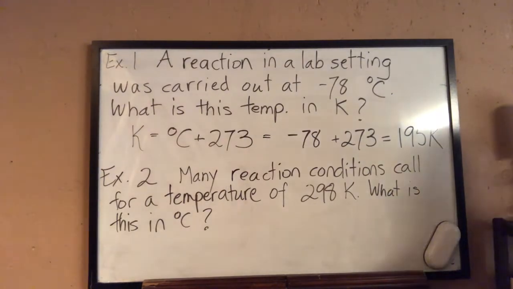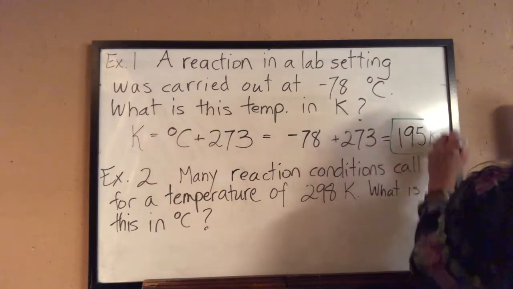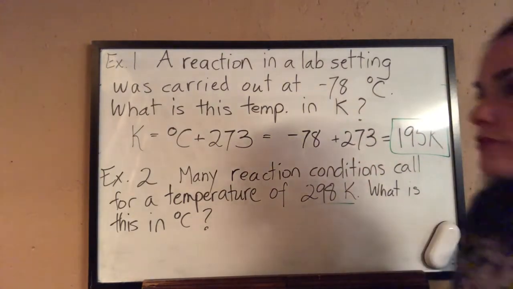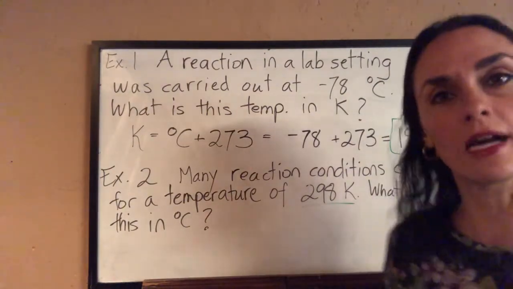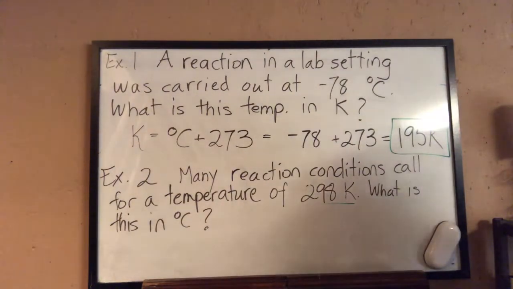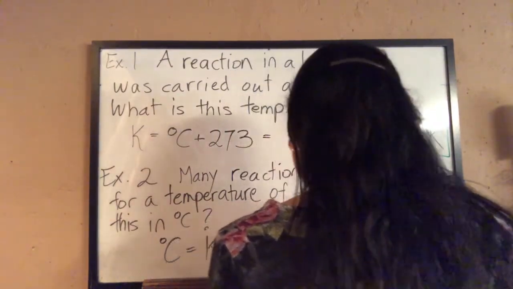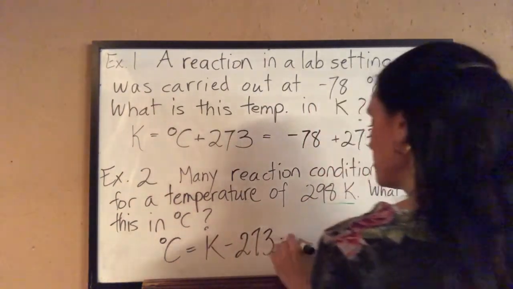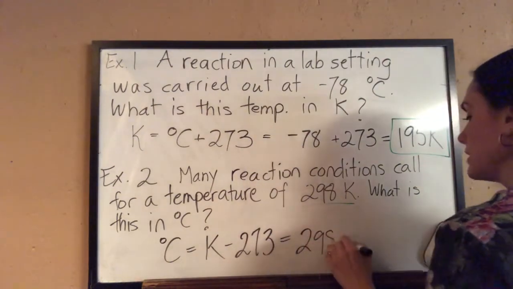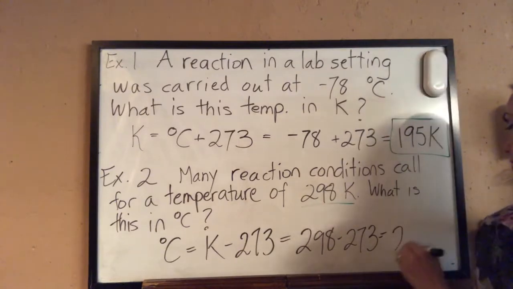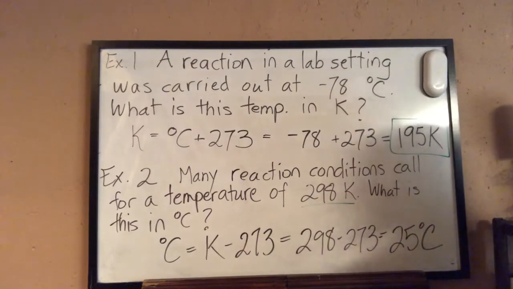Another number that comes up a lot in science is 298 Kelvin. Many reaction conditions call for a temperature of 298 Kelvin. What is this in degrees Celsius? You take the Kelvin temperature and you subtract 273. So 298 minus 273 gives you a Celsius equivalent of 25 degrees Celsius.